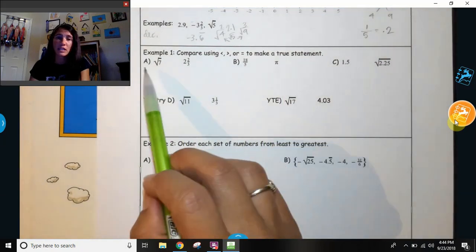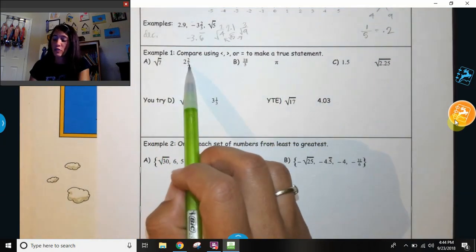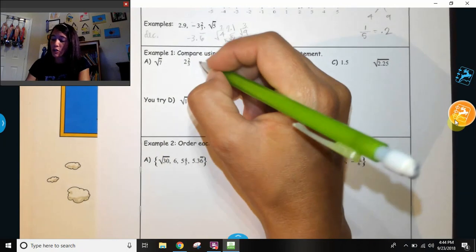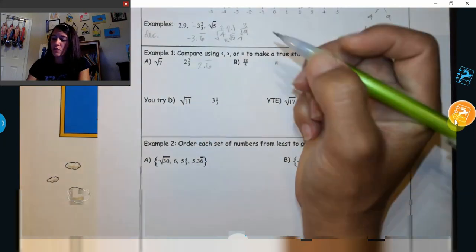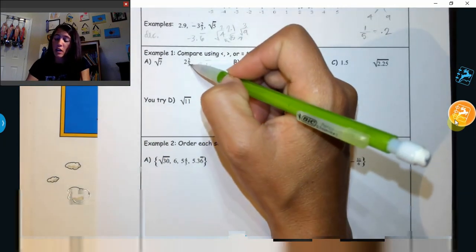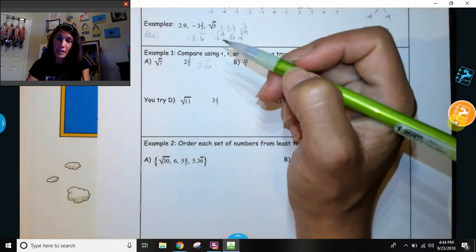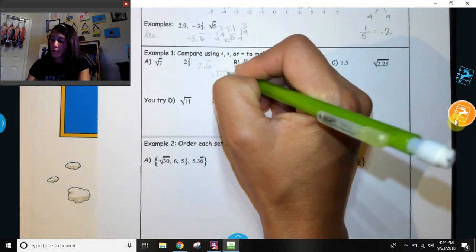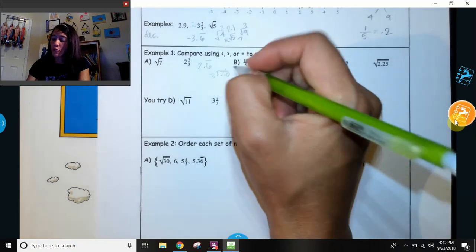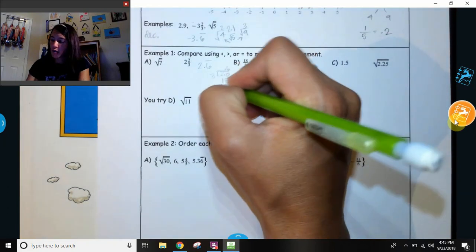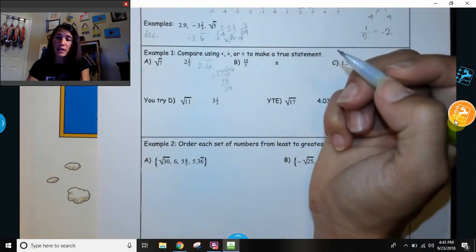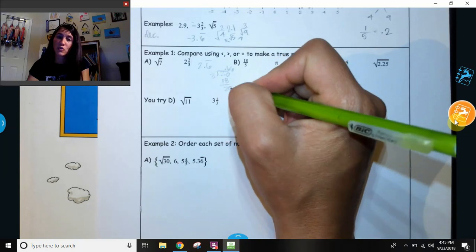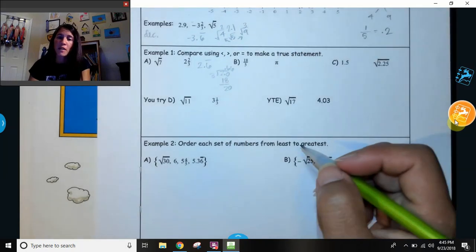I have two values listed, the square root of 7 and 2 2/3. Now I know that 2 2/3 is 2.6 repeating because 2/3 is 0.6 repeating. And if you divided 3 into 2, you would get 0.6 repeating.